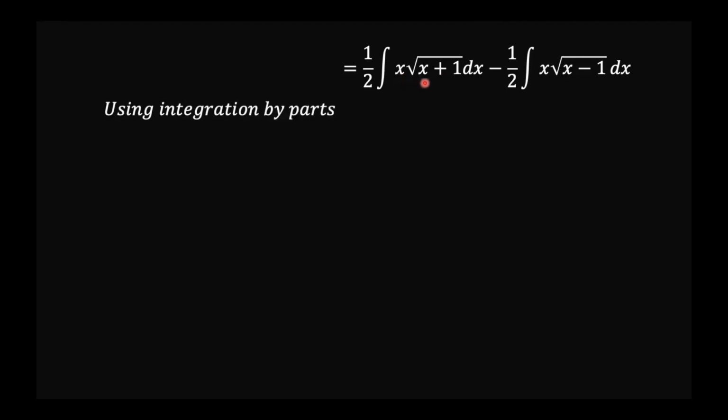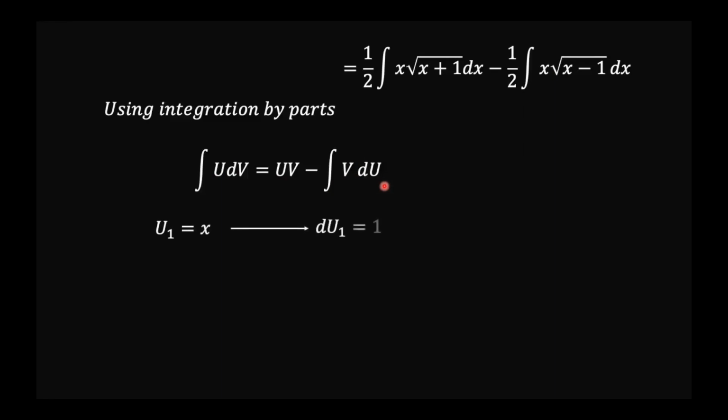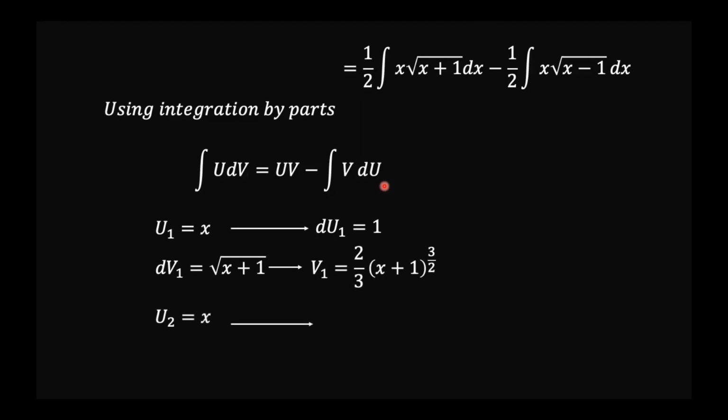So we have u1 here, dv1, u2 here, dv2 there. Since when we're integrating by parts, if you have a product u dv, that is the same as uv minus the integration of v du. So if u1 is x, then du1 is 1. If dv1 is the square root of x plus 1, then v1 is 2 over 3 times (x plus 1) to the power 3 over 2. Again, if u2 is x plus 1, then du2 is 1.